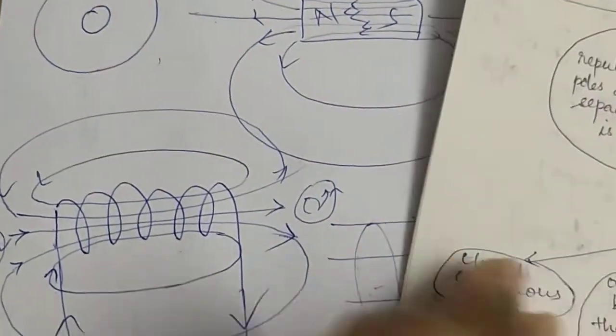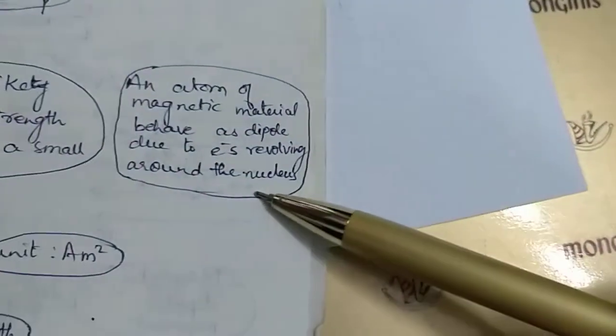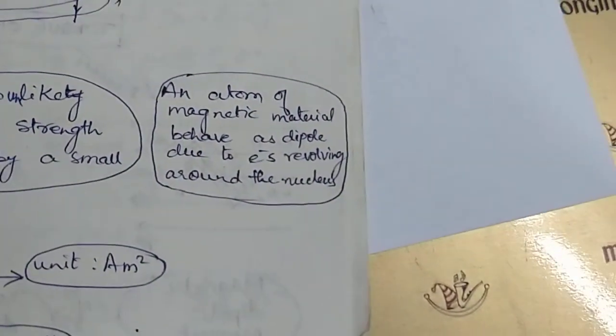Okay, so in atoms, because of the motion of the electron, there is a magnetic dipole. It behaves as a magnetic dipole due to the electron revolving around the nucleus. Okay, for today that's it.